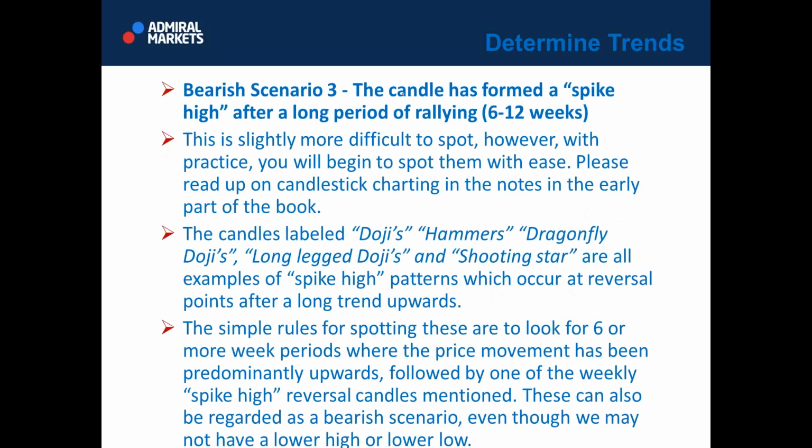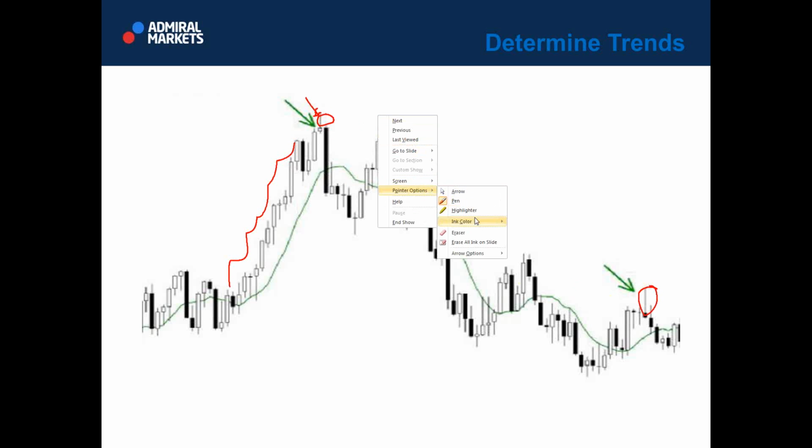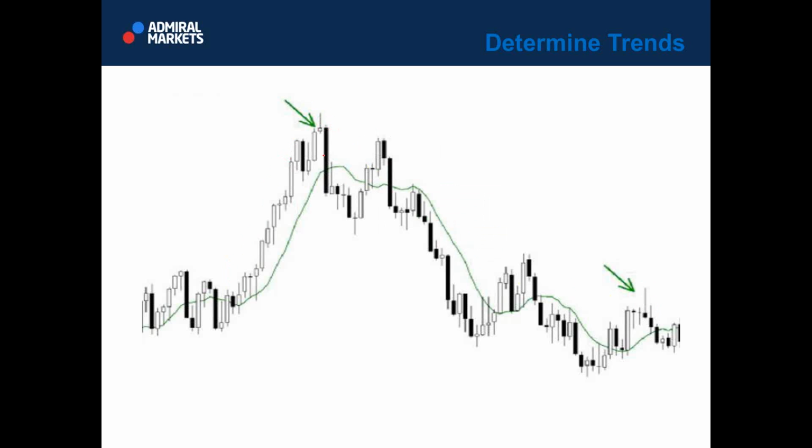And bearish scenario 3, again, the candle has formed a spike high after a long period of rallying. So if you see the rally, it was up, up, up, up, and then in this example we have a spike. You need to pay attention to these pins on weekly chart. That means that the next week should go down, and you usually want to place short trades.